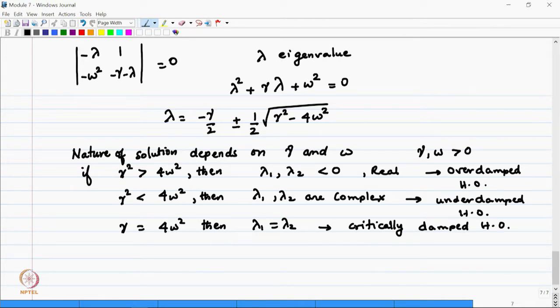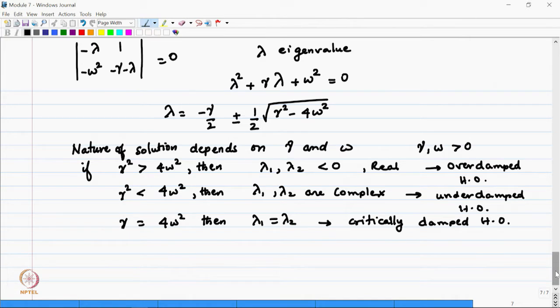Now, we can ask the question, what is the nature of the behavior of the solution? Obviously, we have to choose certain values of gamma and omega. So, let us take an example for the first case, where gamma square is greater than 4 omega square. Let me take omega equal to 1 and gamma equal to 3. Then lambda is equal to minus 1.5 plus or minus root 5 by 2, since 9 minus 4 is 5.